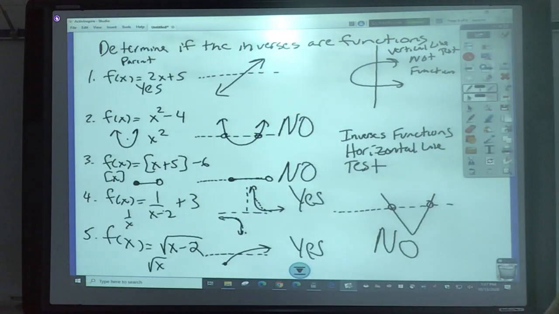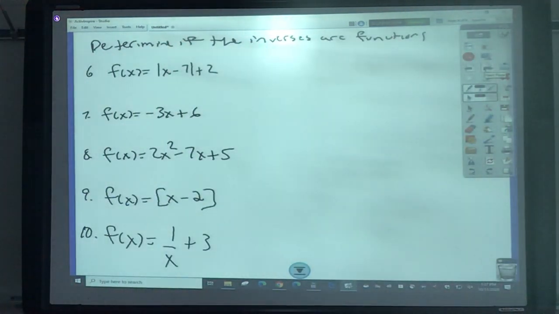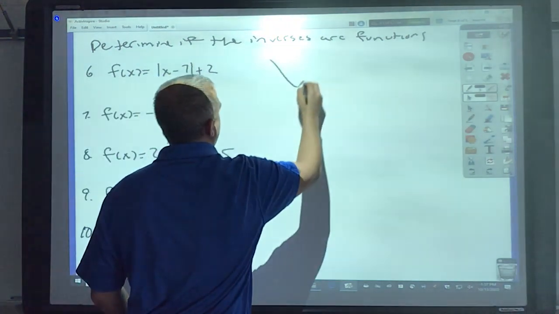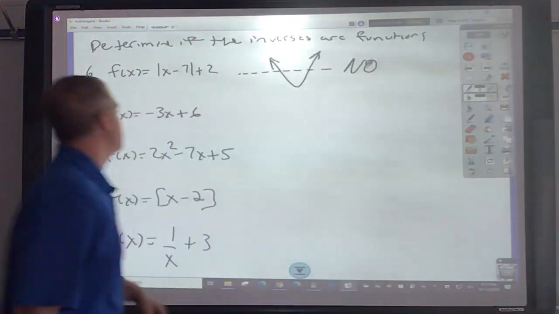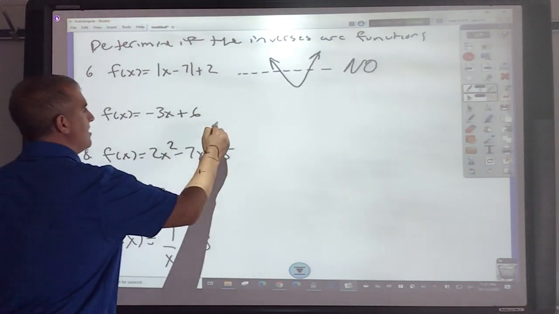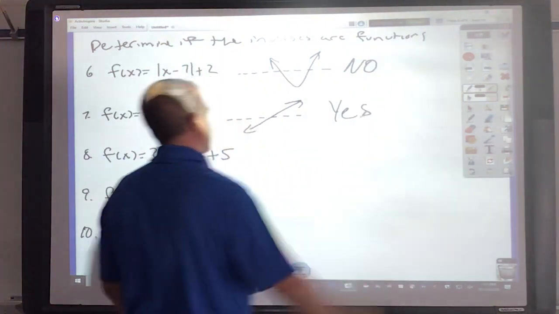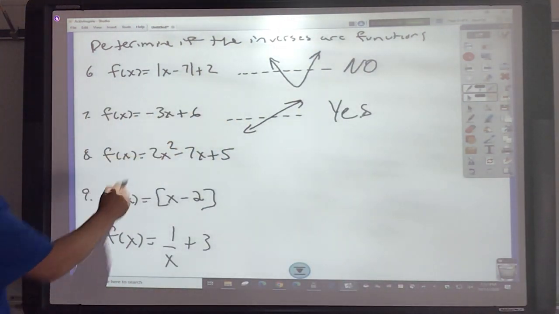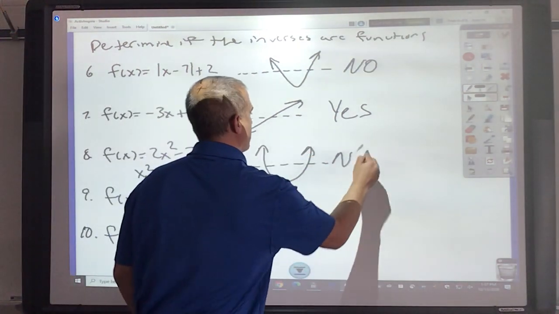So here's what I'd like you to do. I would like you to use the horizontal line test to come up with whether these inverses are functions. So this one is absolute value, which looks like a V. So this answer would be no. This one is a line, so that answer is yes. This one is x squared. That looks like these, so that also would be no.